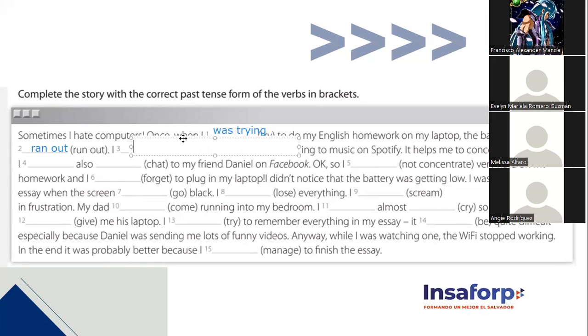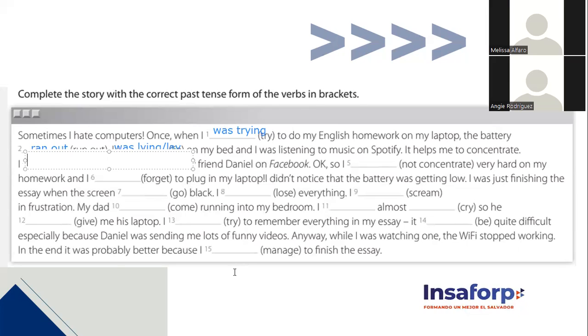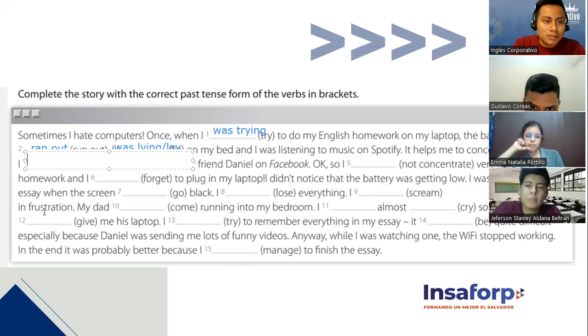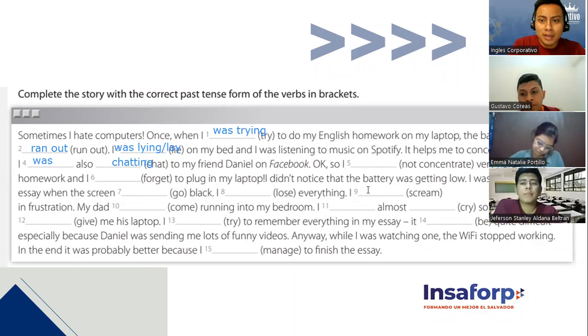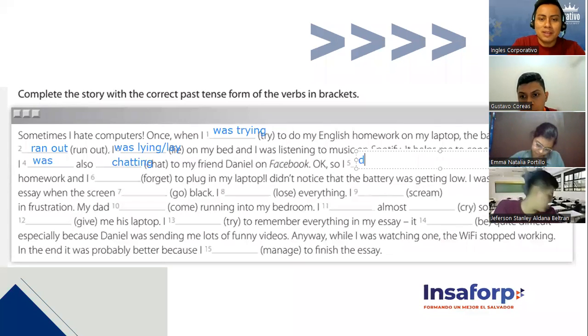And then here, I want to respect what they say, because we can say both lying, but then we also have the past, which is lay. On my bed, and I was listening to music on Spotify. It helps me to concentrate. This was correct. I think it was Gustavo who gave us the answer, right? So I was, and then I was also chatting, right? Chatting, double T, to my friend on Facebook, and then this is the one I wanted to say. So it's simple past.